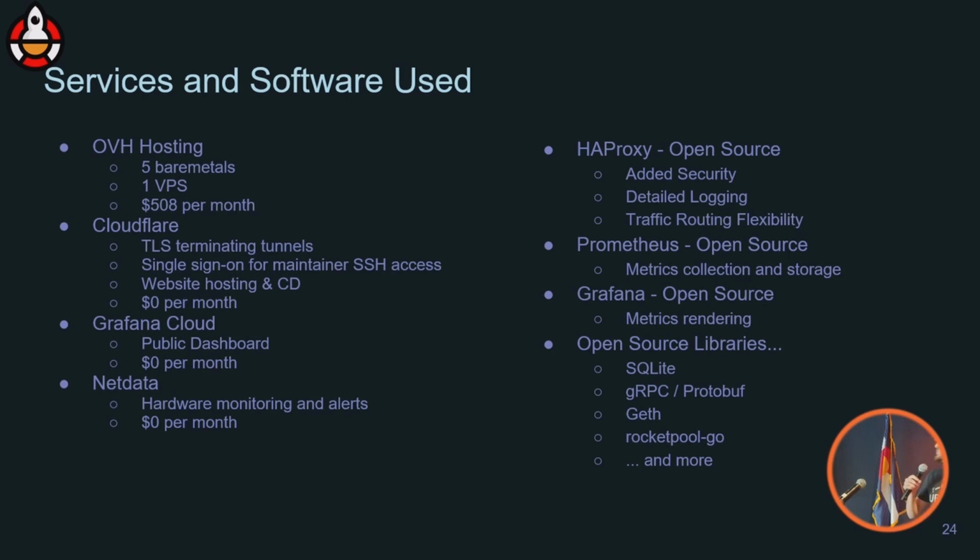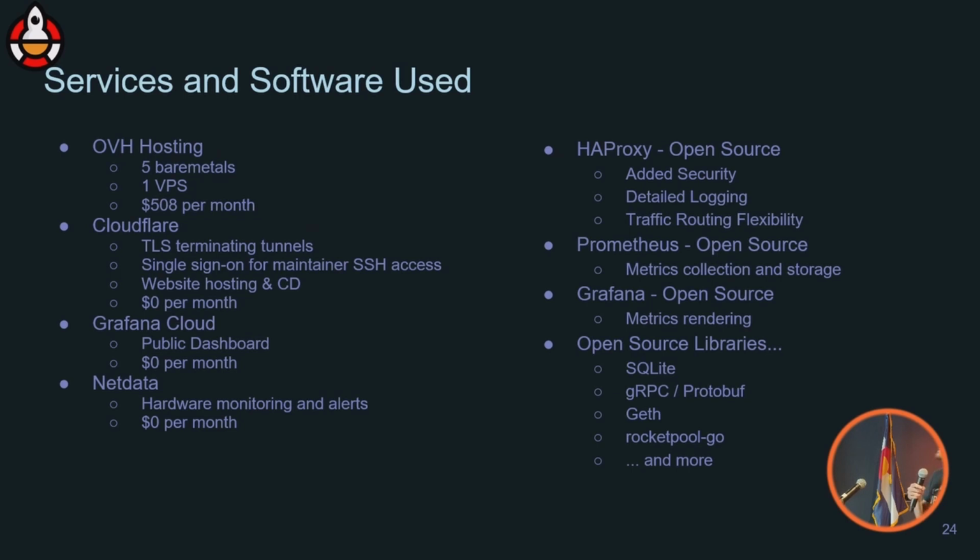Obviously this is all centralized stuff, but because this is an emergency only use case, we are okay with using some centralized services like Cloudflare. That gives us a certain amount of protection against DDoS. We use it for single sign-on as well for our access to the nodes. And then we use Grafana Cloud. So I upload all of my metrics into Grafana Cloud, and then the stats.rescuenode.com page that you can go to and see the public dashboard is all through that. We're using NetData to monitor the hardware.